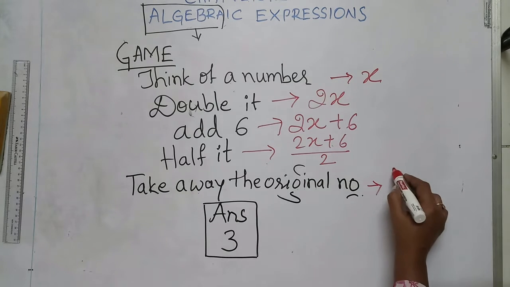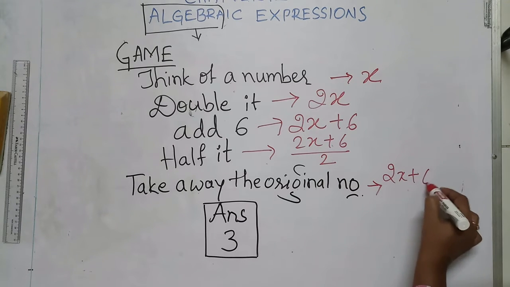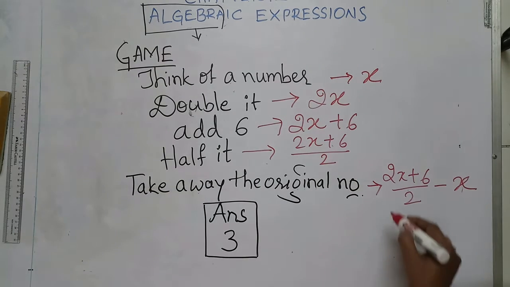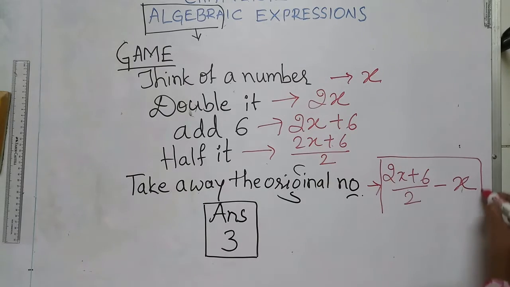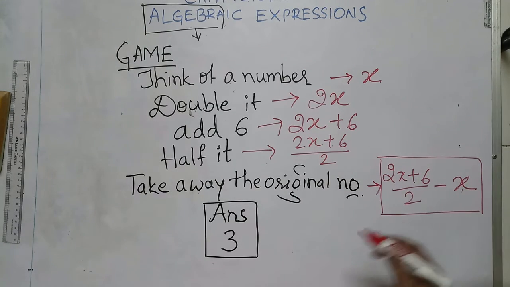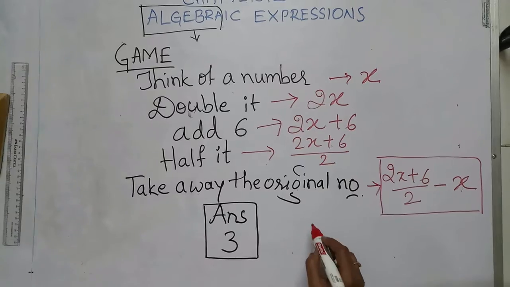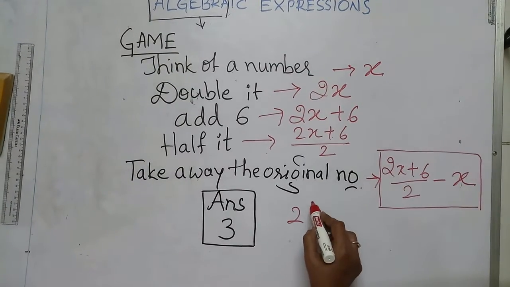Take away the original number from this. That is, whatever result we have got is (2x plus 6) by 2 minus x. This is my whole algebraic expression. From this algebraic expression I am going to get the result as 3. Let us see how, by solving this algebraic expression, we will get the 3.